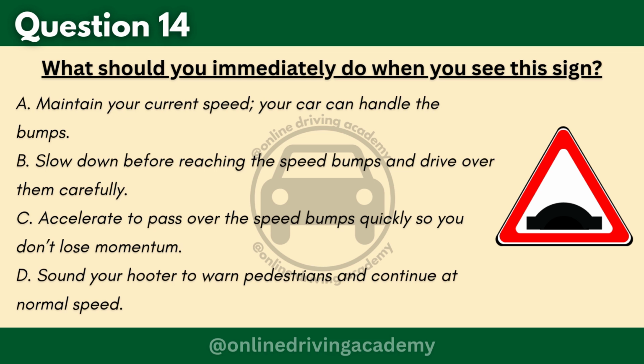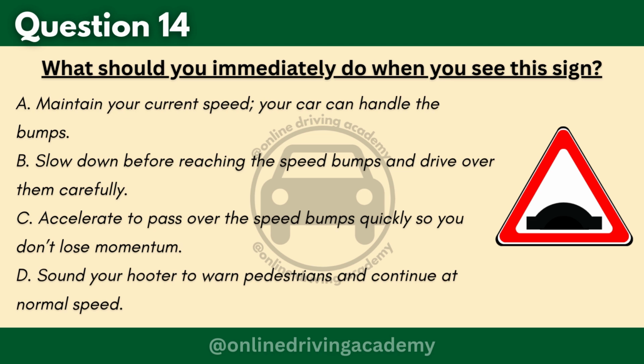Is it option A, maintain your current speed, your car can handle the bumps? Is it option B, slow down before reaching the speed bump and drive over them carefully? Is it option C, accelerate to pass over the speed bumps quickly so you don't lose momentum? Or is it option D, sound your hooter to warn pedestrians and continue at a normal speed?